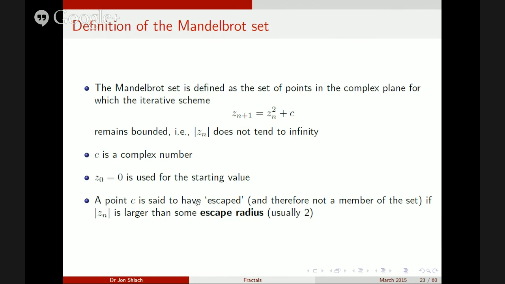We say c is said to have escaped. I can't think of really another word for it. It means it just disappears off. The modulus of z becomes too large. So c is said to have escaped if the modulus of z is larger than some escape radius, and we tend to use 2 for that.